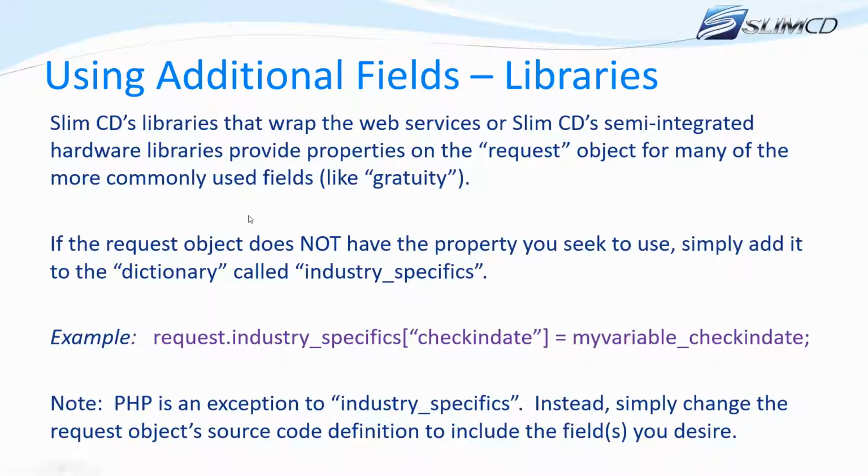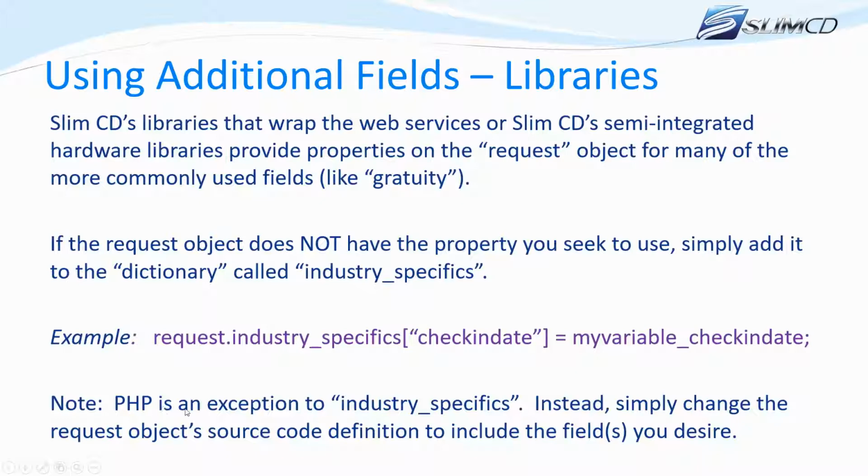If it's not in the existing properties, then we have a dictionary on each of our libraries called industry specifics, and you simply add items. Here's an example: request.industry specifics of the check-in date would be whatever your variable for the check-in date is, you set that. So you can build this dictionary up with all the industry specifics for hotel or auto rental or flex spending or whatever those things are. Even the line item details for level 3, just put them in industry specifics. If they don't exist as existing properties, then put them inside industry specifics.